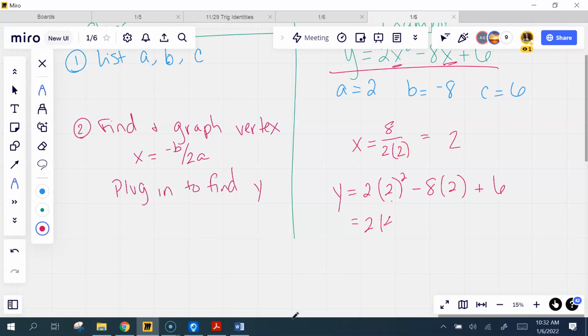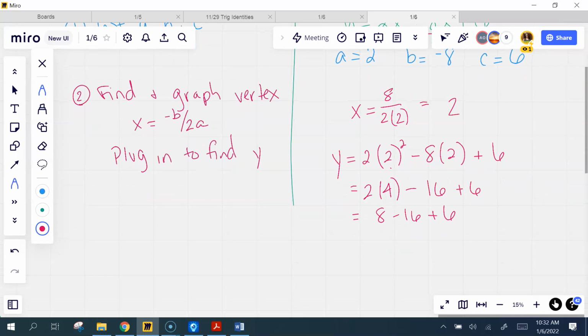So 2 times 4 minus 16 plus 6. Eight minus 16 is negative 8. And negative 8 plus 6 is negative 2. What are the coordinates then of my vertex? 2, negative 2. Remember, go back to what you started with. So my vertex in this case is 2, negative 2.